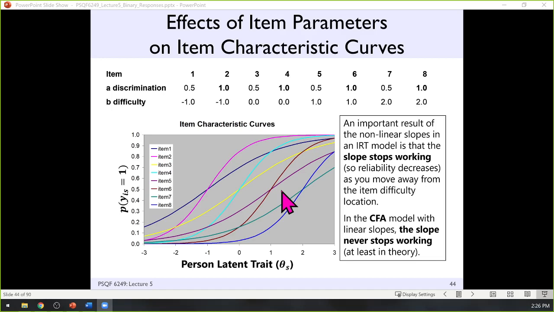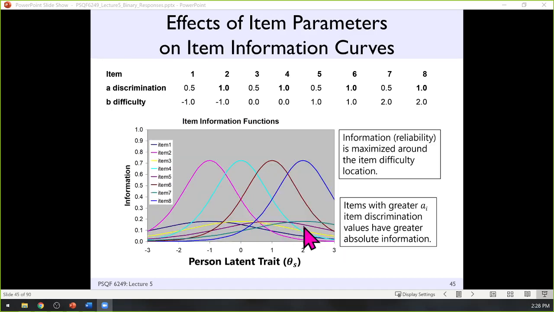So all things being equal, if I'm trying to make a short form, I want the tall items. If I have to pick between, say, the green item and the blue item because they're both designed to measure high theta people, I want the blue one because it has more information.